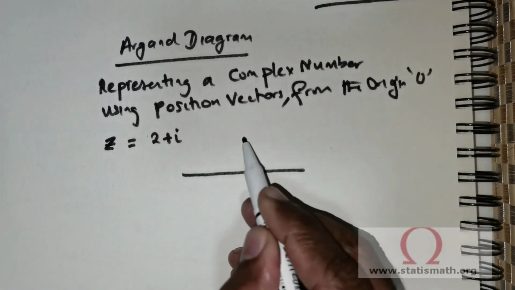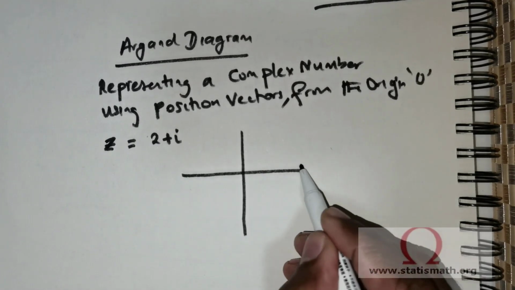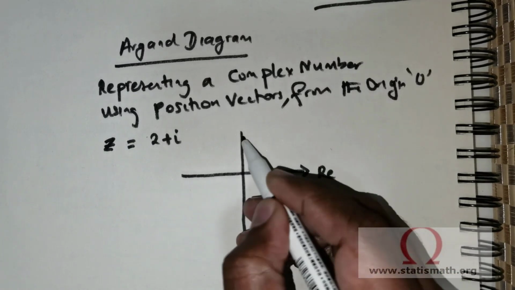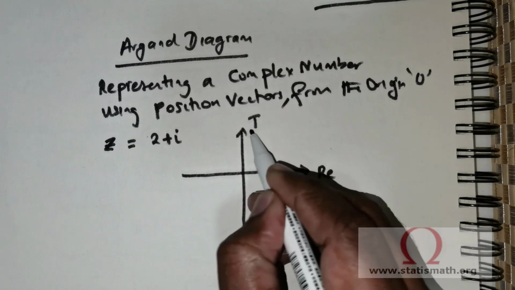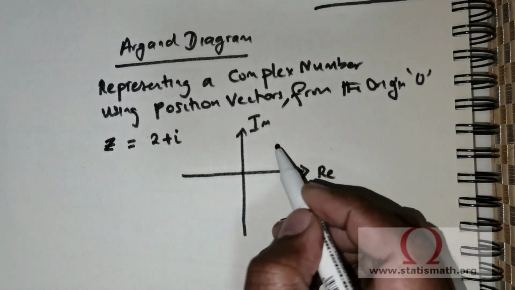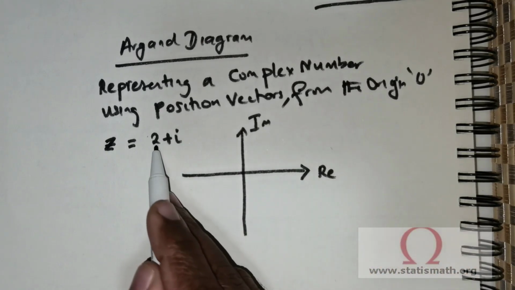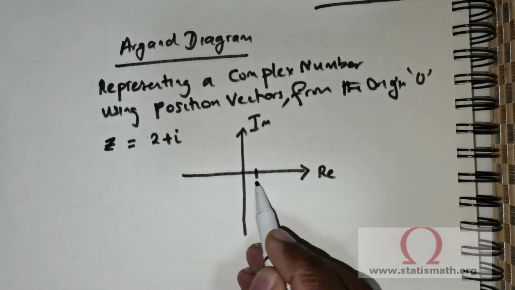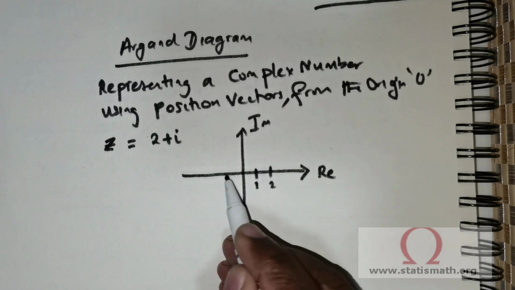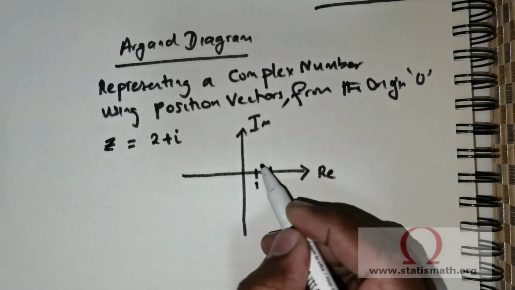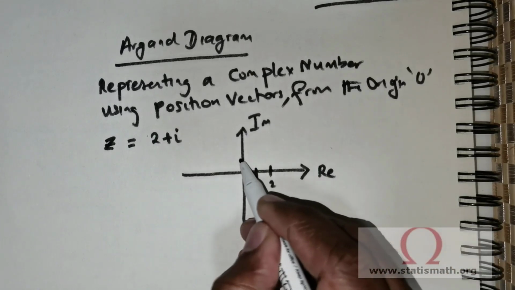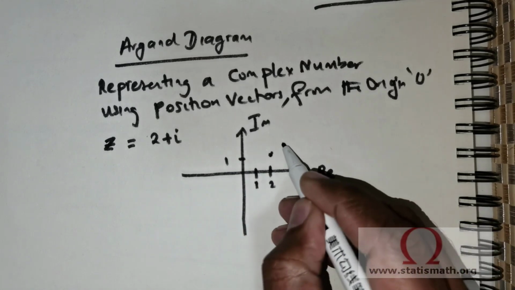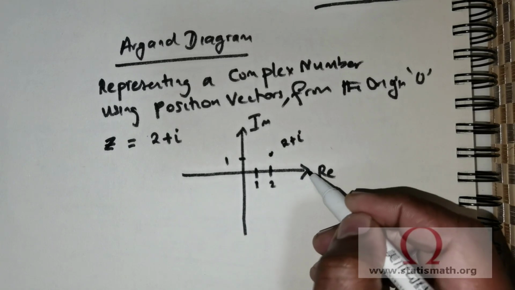So, this is the ARGAND plane. The x-axis is called the real axis and the y-axis is called the imaginary axis. Now, you have to scale 2 units along the real axis. So this is 1, this is 2, so this is 2 units, and 1 unit along the imaginary axis. So this will be the point. So you can write this as 2 + i.